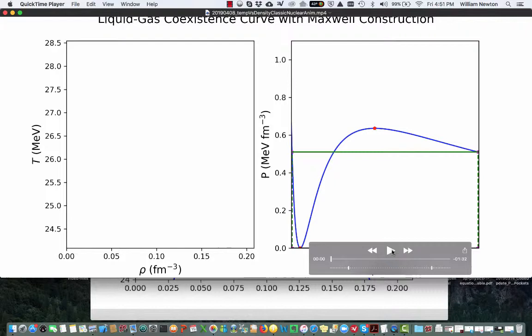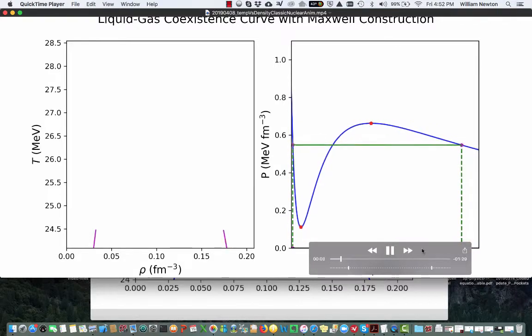And the movie I'm about to show you shows what happens when I change the temperature and therefore change this blue curve. You'll see that the green horizontal line changes, and therefore the density or the volume at which you get the pure liquid phase and at which you get the pure gas phase change with it. So let me play this once so you can see how it works.